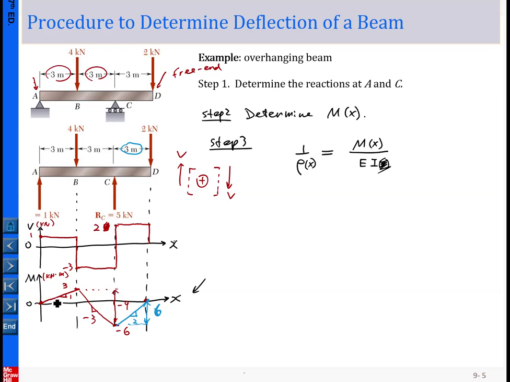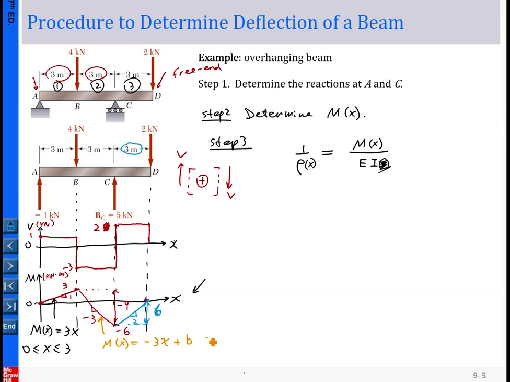So basically for the first segment, let me call this the first segment, and the second segment is this one. For the first segment, it's pretty straightforward: that is 3 times x, where x is greater than 0 and less than 3. Then for the second segment, m of x, you can see here the slope equal to minus 3x and then plus b here.